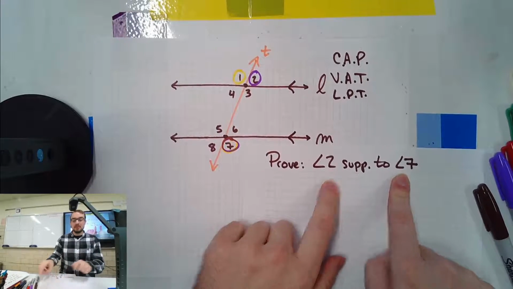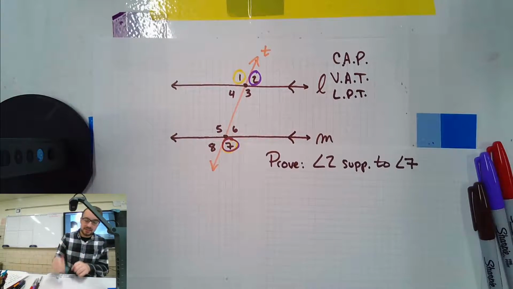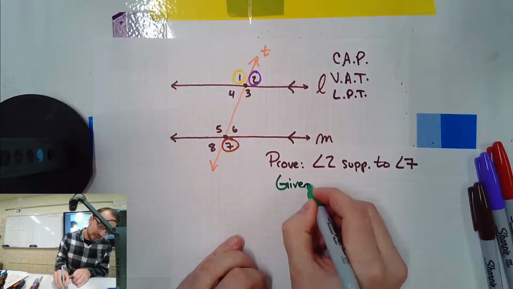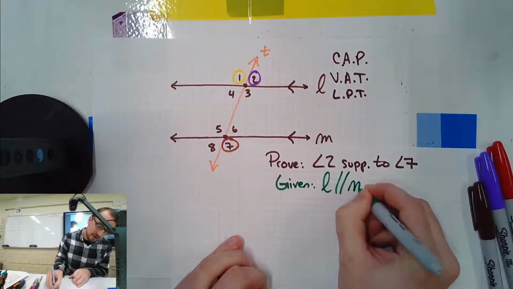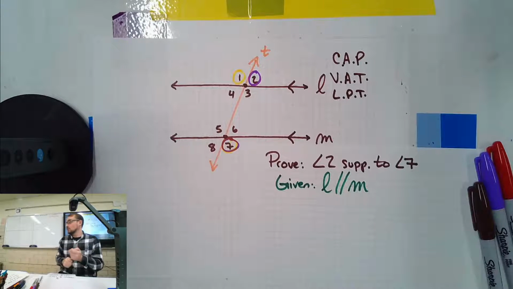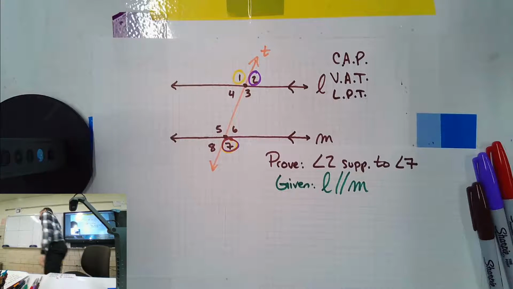2 and 7 are supplementary is what we're trying to prove, given that the lines are parallel. That's all we need to know. Given that L is parallel to M, we should be able to prove that 2 and 7 are supplementary, all day, every day.